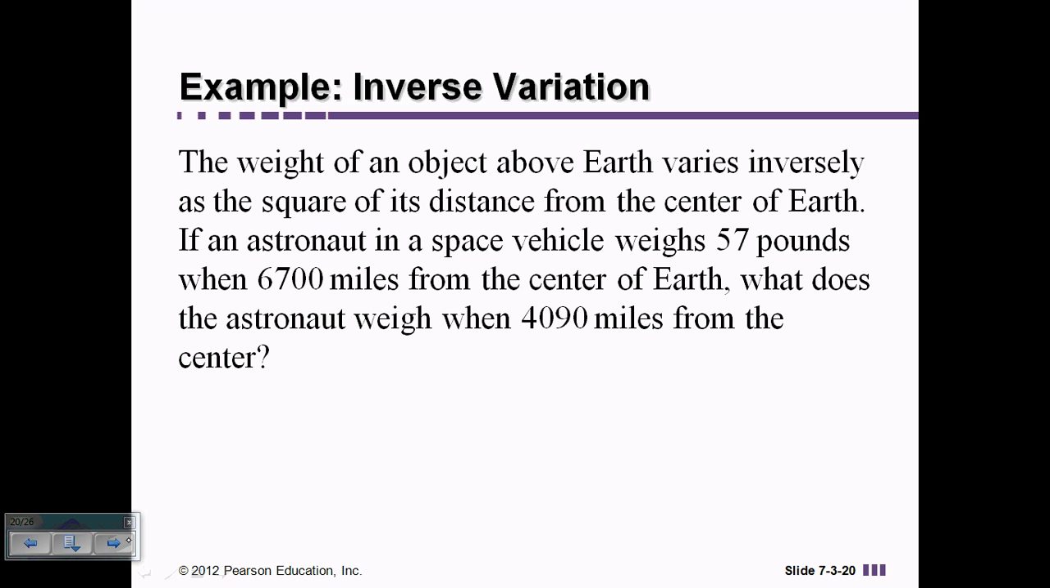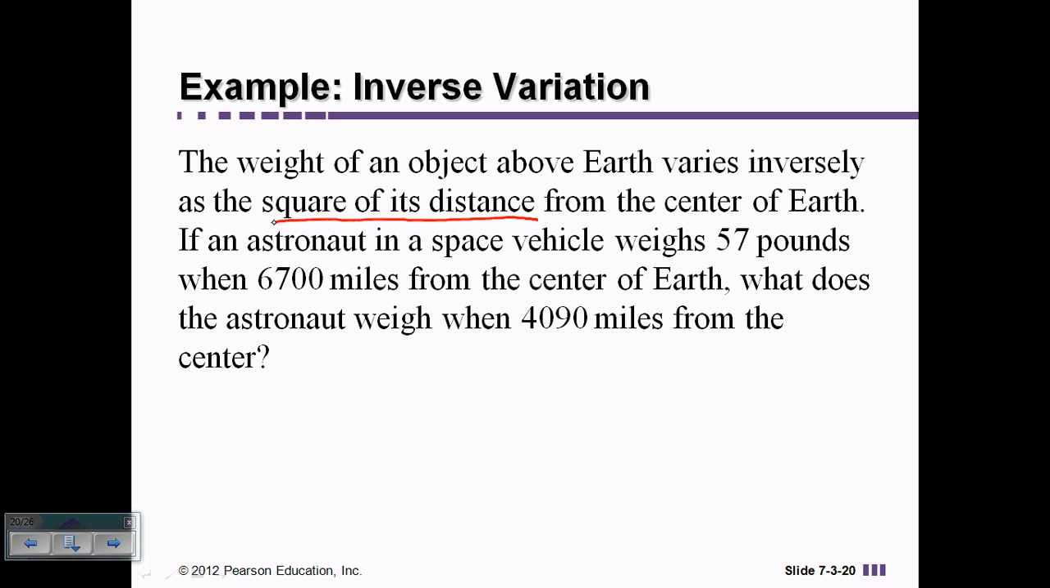So the weight of an object above Earth varies inversely as the square of its distance from the center of the Earth. If an astronaut in a space vehicle weighs 57 pounds when 6,700 miles from the center of the Earth, what does the astronaut weigh when he's 4,090 miles from the center of the Earth?